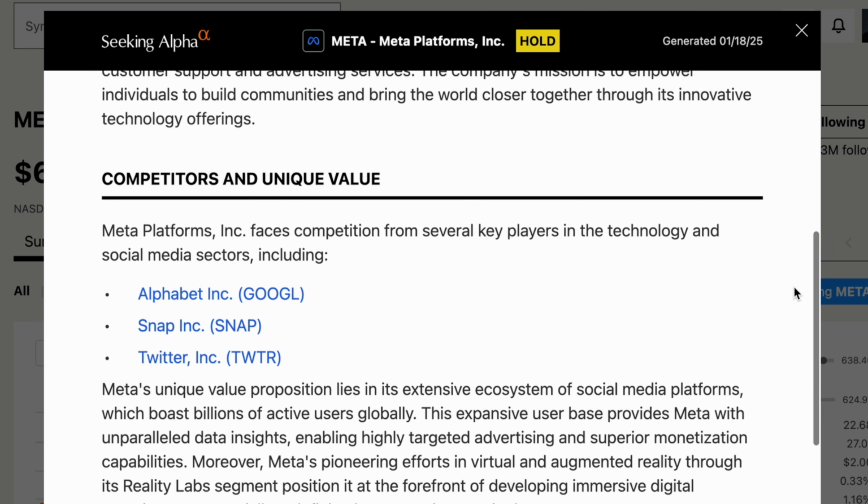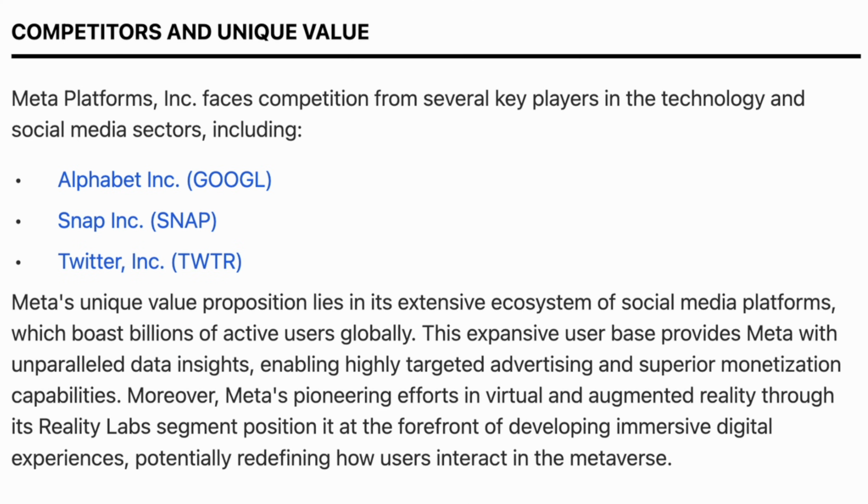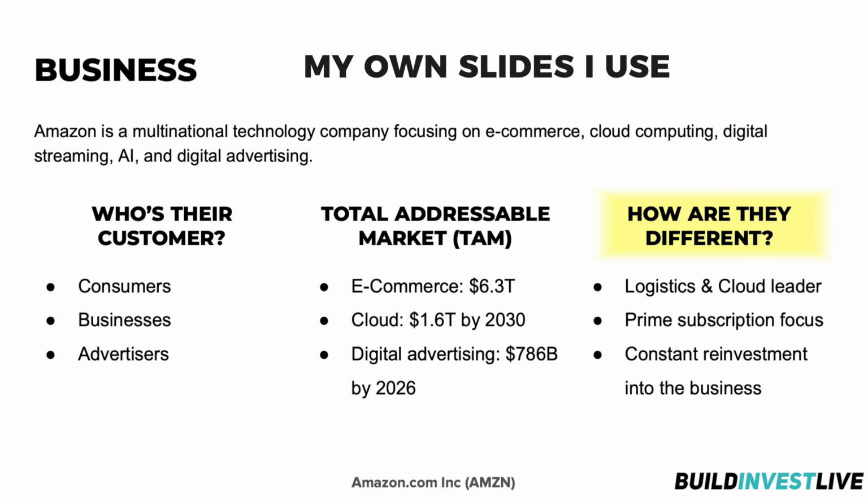Now, next up is competitors and unique value, where you get a quick breakdown of who their major competition is and what makes them unique compared to their competition. And if you've been watching my videos for a while, you know that these are the type of things that I think are really important anytime we're trying to evaluate the actual business of a stock that we're looking at. And it really mimics the type of things that I've been doing in my own research, which we're going to talk about here in a minute.